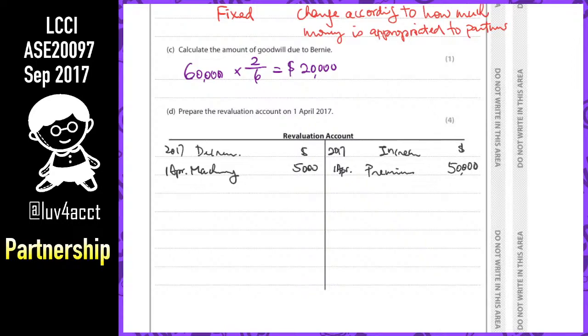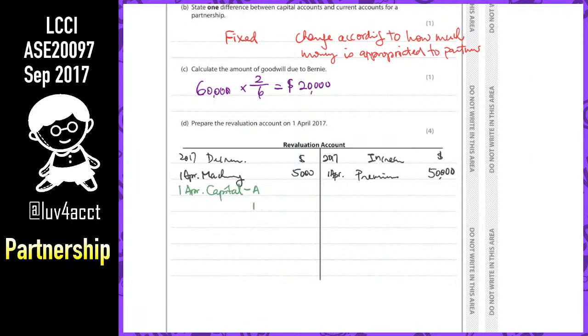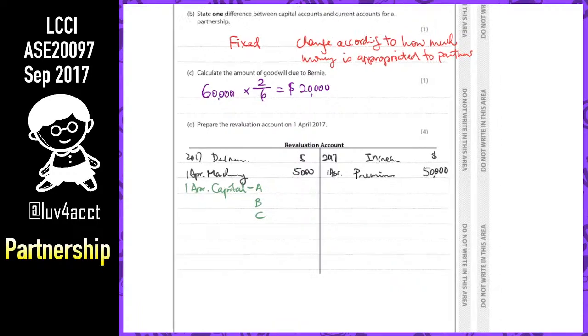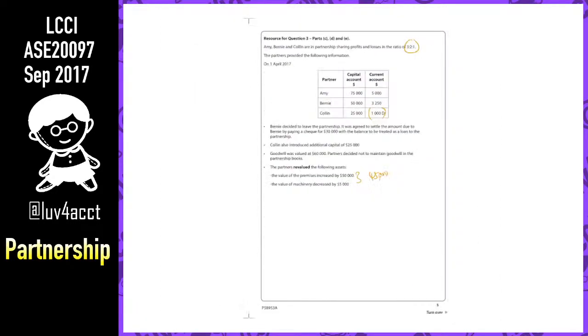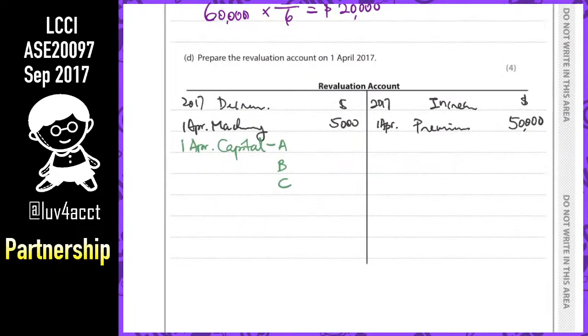So we have 45,000 net value to be distributed to the capital of the 3 partners. This is revaluation gain. So we have A, B, and C. What is the name of? Is it Amy? Amy, Bernie, and Colin.